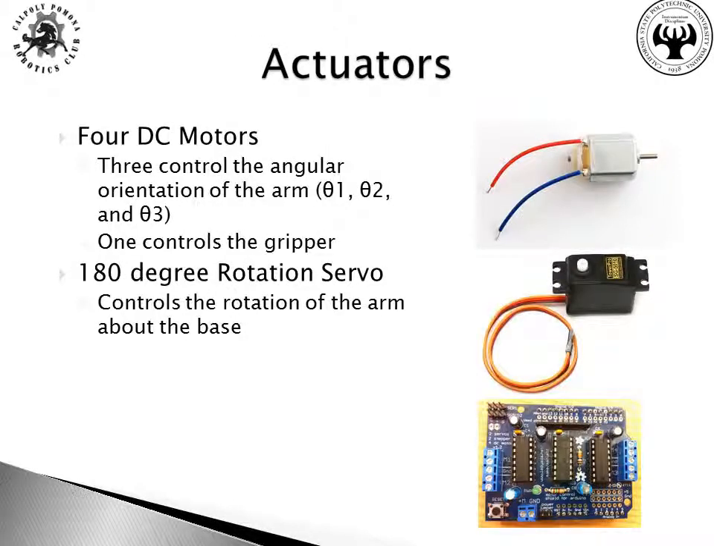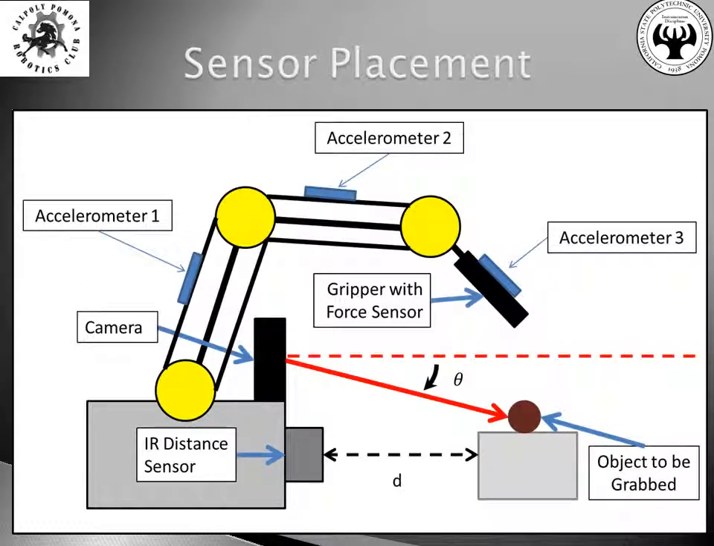Of equal importance to the control system is proper actuator selection. In this case, 4 DC motors were used and one 180-degree rotation servo was used. In order to understand what the control system is doing, it is important to visually know where all the sensors are in your system and how they are contributing to the main goal of your robotic arm, which in this case is to pick up the target object.